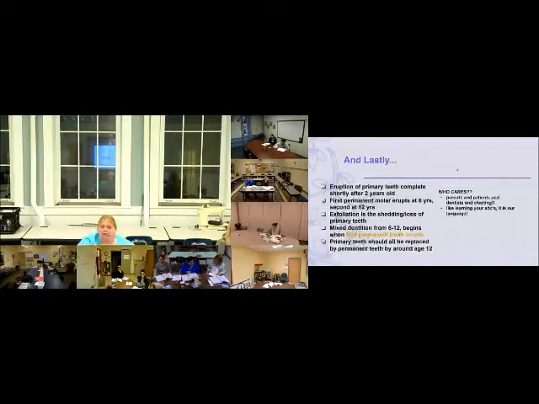And lastly, the eruption of your primary teeth should be complete shortly after 2 years old. Your first permanent molar you get at 6. Your second permanent molar you get at 12. When you have baby teeth and permanent teeth in your mouth, we call this a mixed dentition, which is from about the age of 6 to about the age of 12.